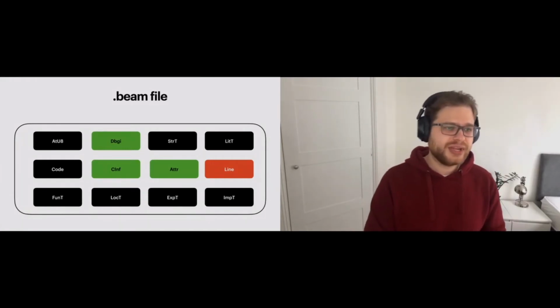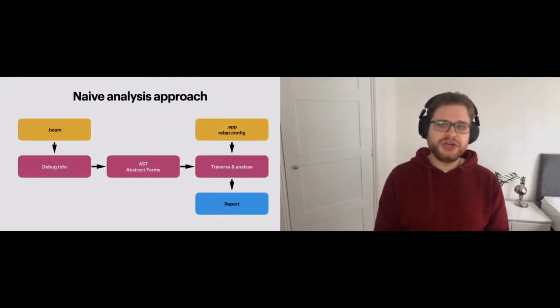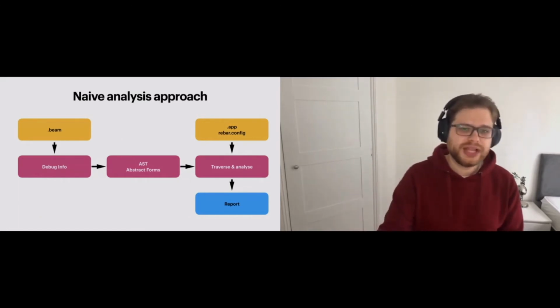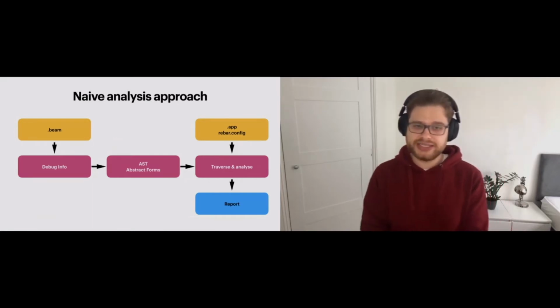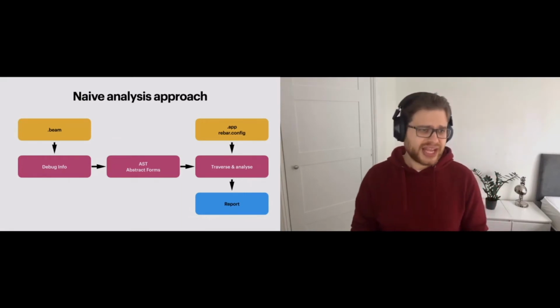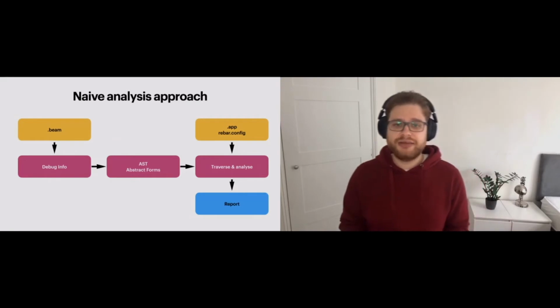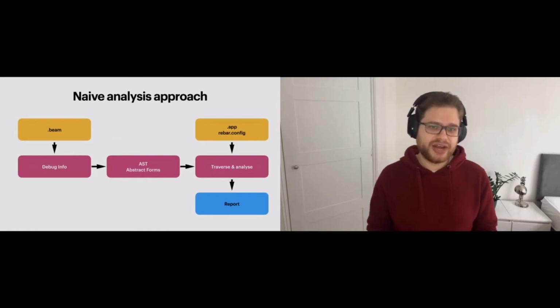Sorry. So let's look at how our naive approach, or our first idea of an approach to performing this analysis, could look like. We take the Beam file. From that, we read the debug info and realize the AST, or as Erlang calls them, abstract forms. Additionally, we read the information about the topology of releases and about the relationships between applications from the app files and from rebar config. And we use all of that to traverse all of the code and perform the analysis, to build the errors, and to finally report them to the user.